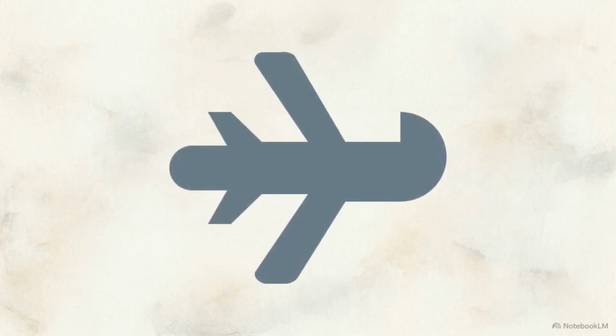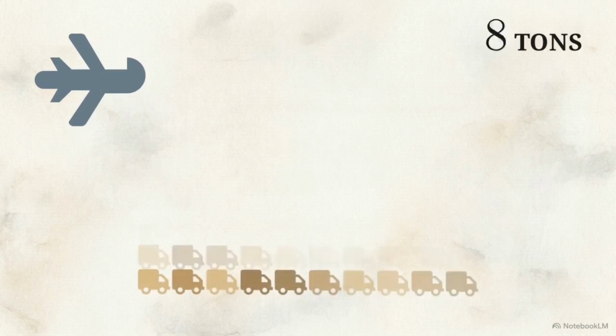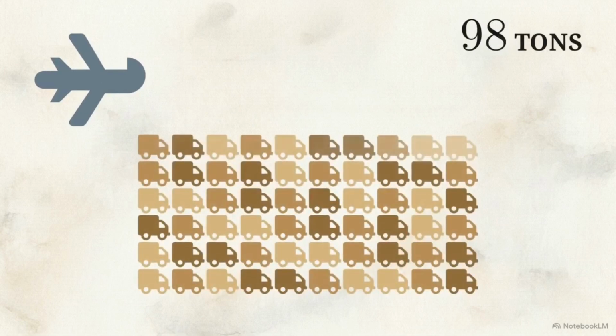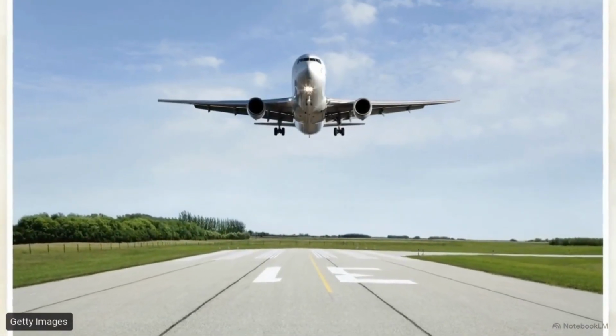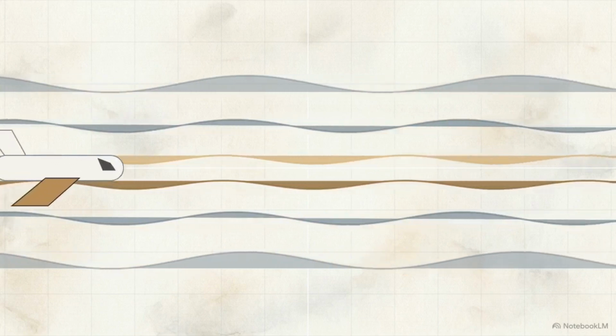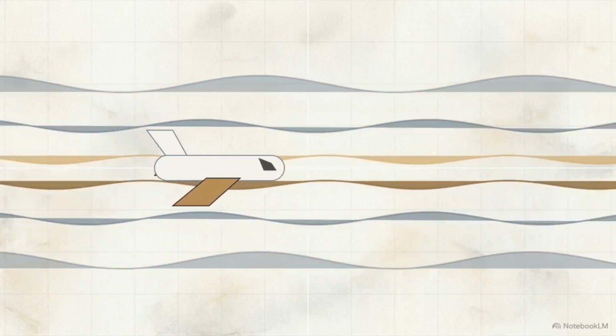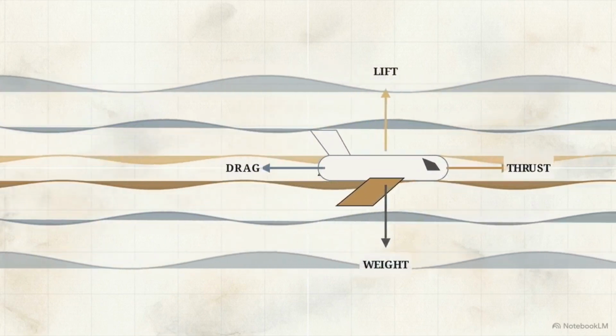Look at a modern commercial airplane. Fully loaded, it can weigh over 100 tons. That is heavier than a whole fleet of semi-trucks stacked together. Getting that much mass off the ground is a triumph of engineering. To stay in the sky, these machines have to master the specific physical laws of the atmosphere.